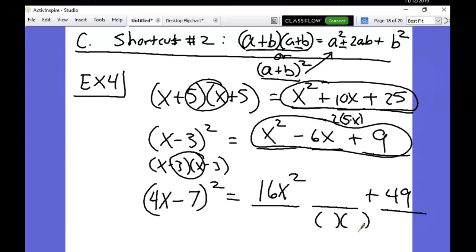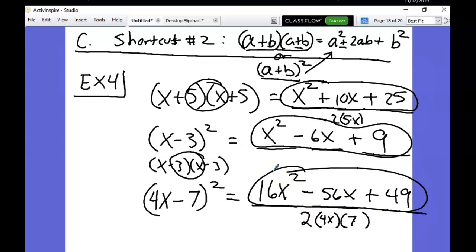So we're going to multiply 4x with 7. And then we're going to double it. So 8 times 7 would be 56. Yes, and the sign will be negative because this one's negative. And there's your shortcut. Once again, the box will work, but the point of this is to give you guys a shortcut.